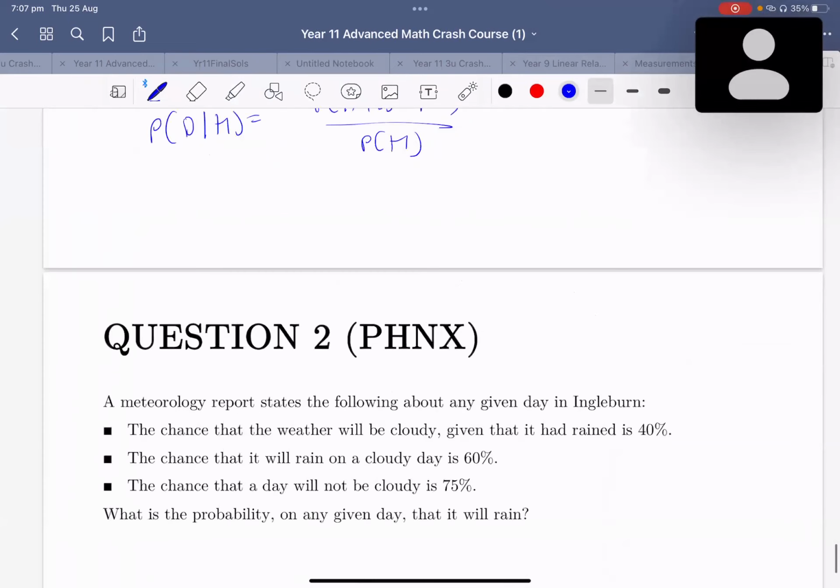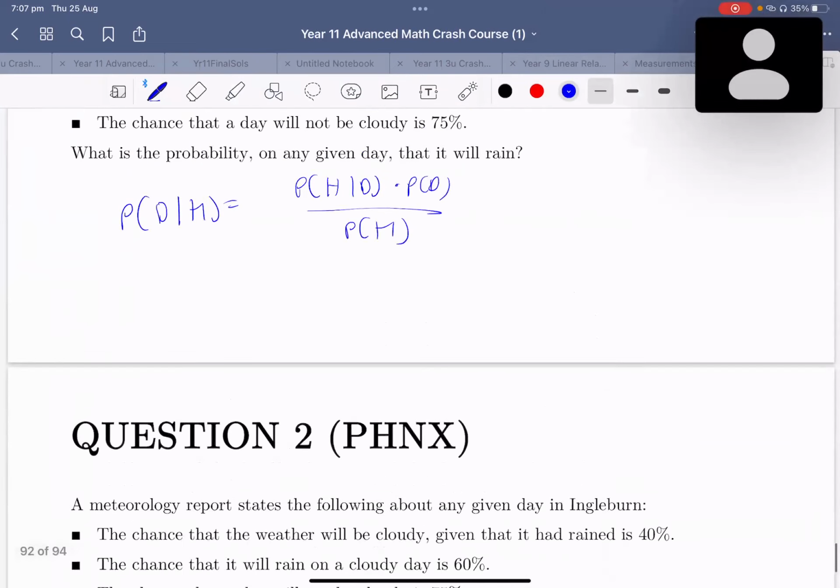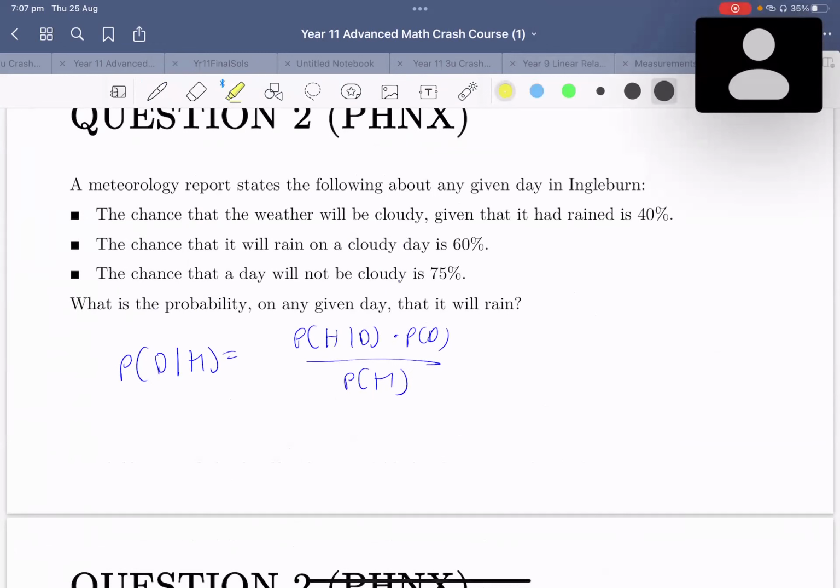The meteorology report states the following about any given day in Melbourne. The chance that the weather will be cloudy, given that it rains, is 40%. The chance it will rain on a cloudy day is 60%. And the chance that a day will not be cloudy is 75%. And it asks us, what is the probability on any given day that it will rain?